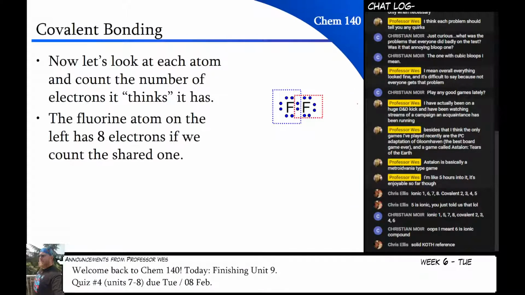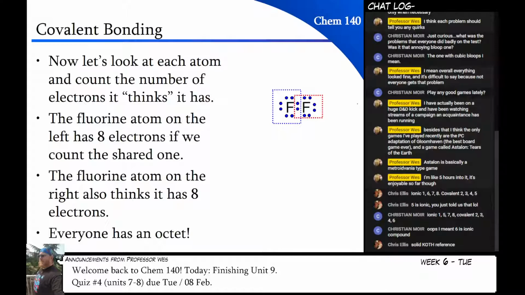All right, and so again, if I circle these, everyone has an octet because the atoms think they have the electrons. As far as they are concerned, the electrons are close to each atom at all given times, and thus can be counted as part of their octet. So the atom or the molecule is stabilized by that.